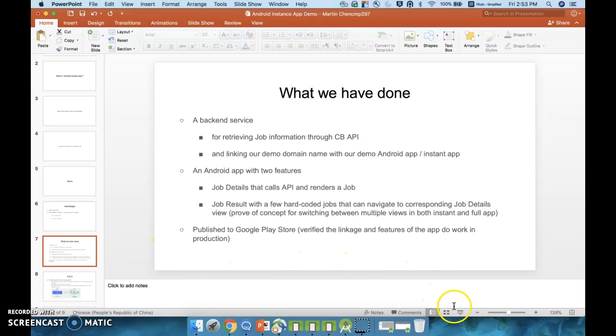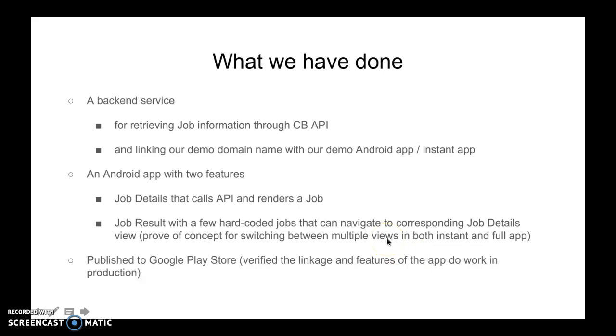Let's see what we've done in the last 24 hours. We built a back-end service for retrieving job information through CB API and linked our demo domain name with our demo Android app. And we built an Android app with two features: a job details page that calls CB API and renders a job, and job results with a few hard-coded jobs so that users can navigate to the corresponding job details view. This is to prove the concept of switching between multiple views in both the instant and full app.